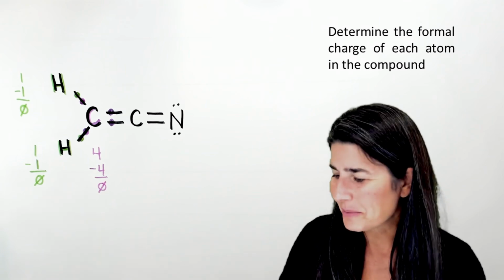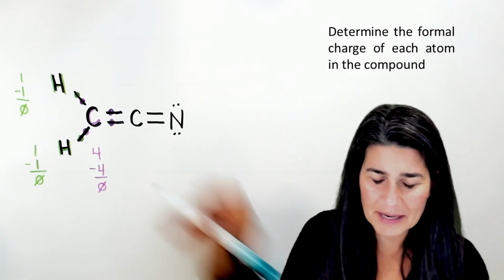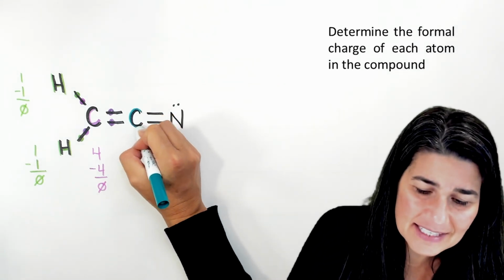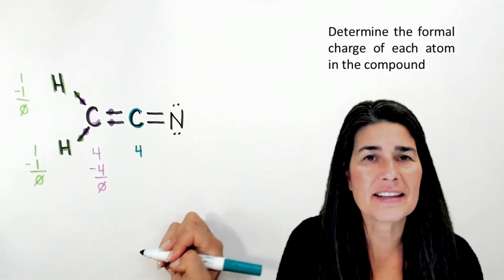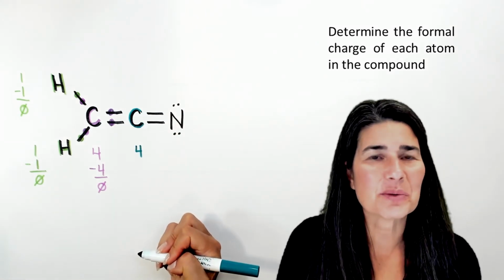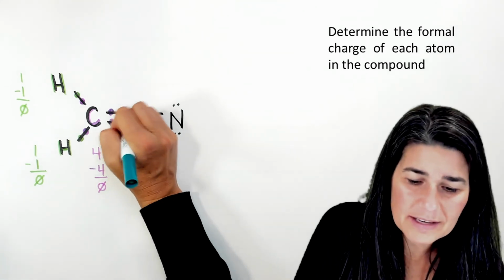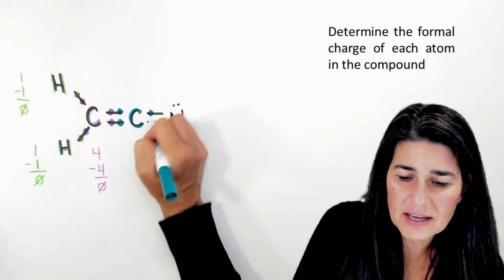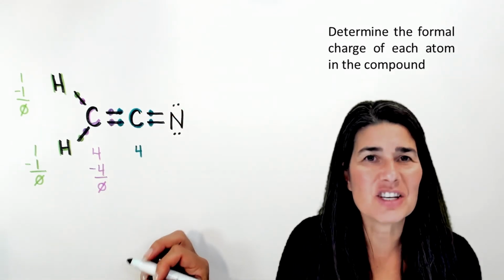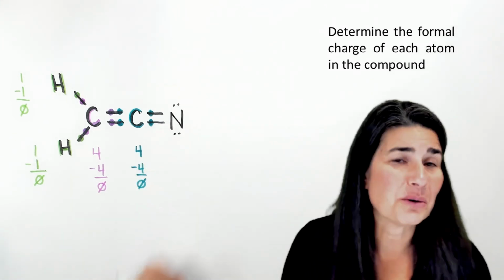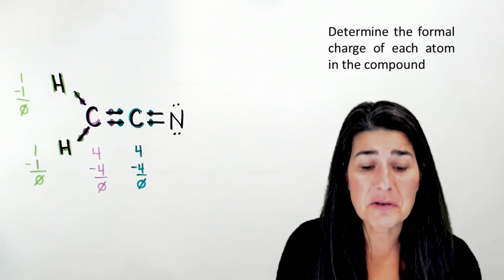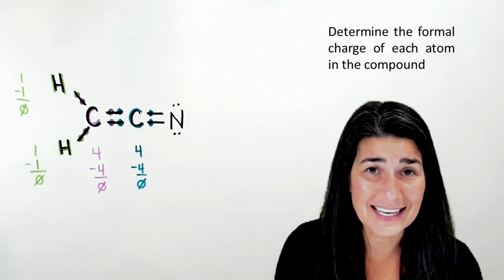Let's do our next carbon. As for the next carbon, I'm going to go ahead and highlight that in a teal color. That carbon is supposed to have 4 valence electrons. How many are surrounding it right now? 1, 2, 3, 4. 1 in each shared pair. 4 minus 4 is also 0 formal charge. And by the way, 0 formal charge is a really good thing to have.